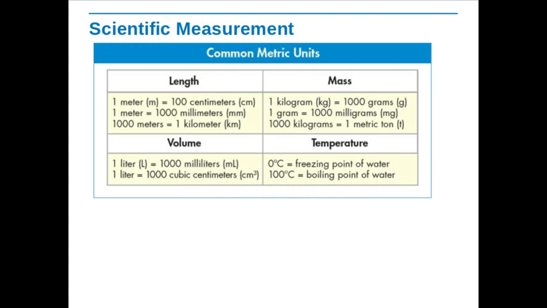Scientific measurement. Now, when scientists perform investigations, they have to use measurement. Scientists use the metric system when collecting data and performing experiments. They use the metric system because it is universal and known around the world. Therefore, scientists can compare experiments and data very easily if they all use the same unit of measurement.